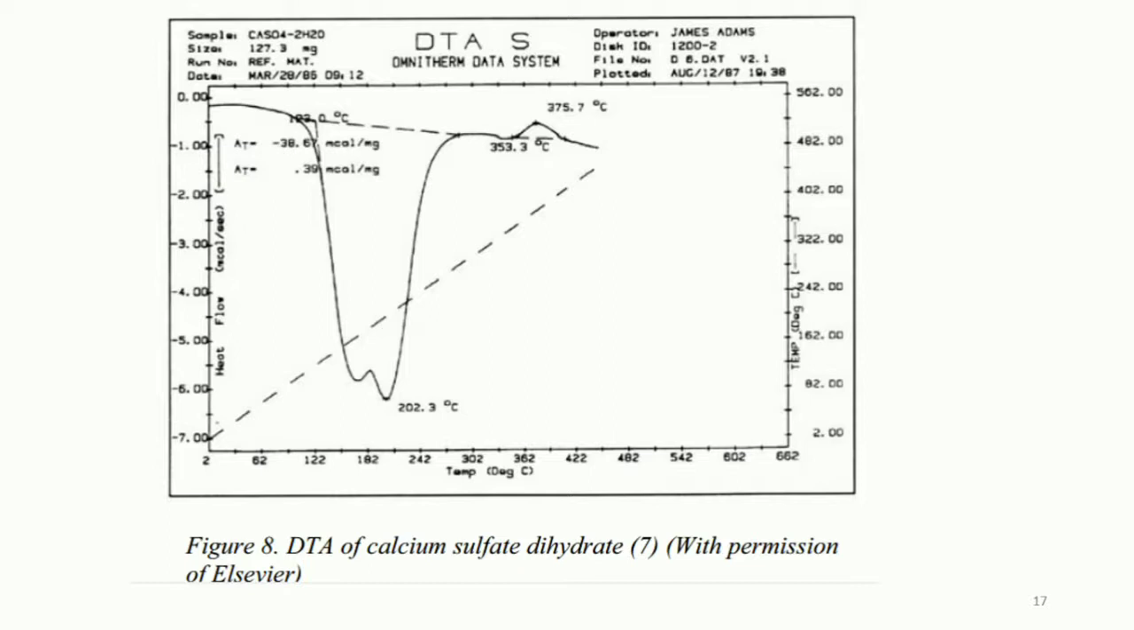The exothermic peak between 353 and 375 degrees Celsius represents the phase change to insoluble anhydride.